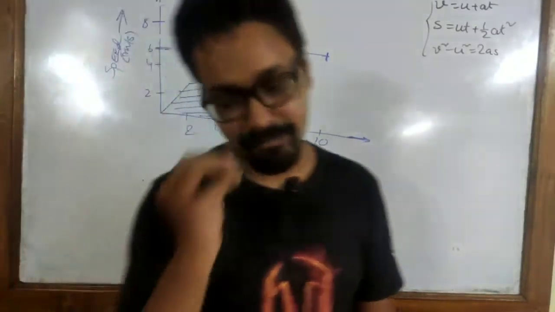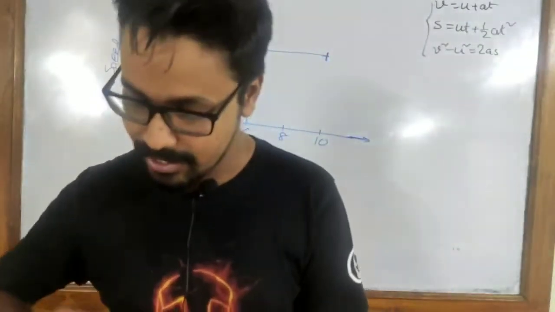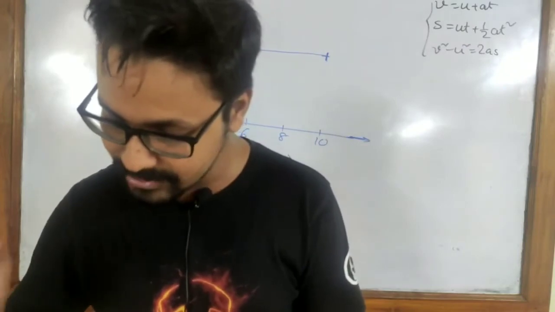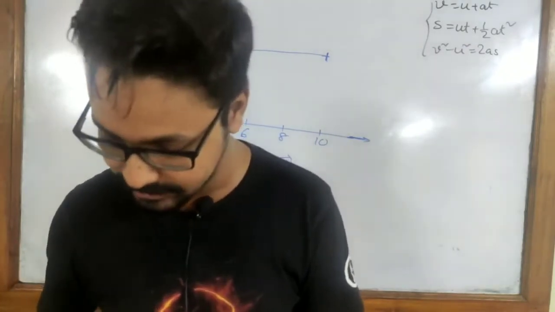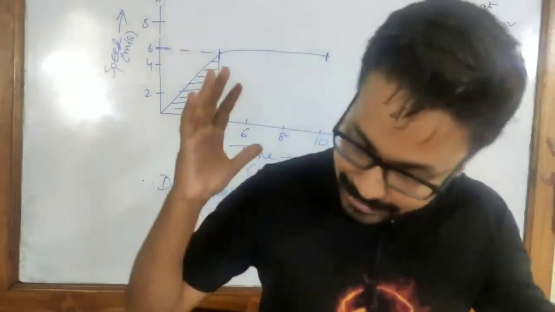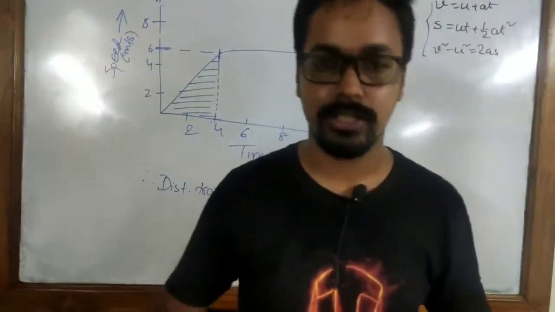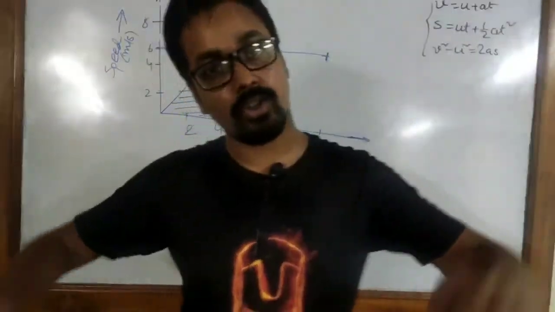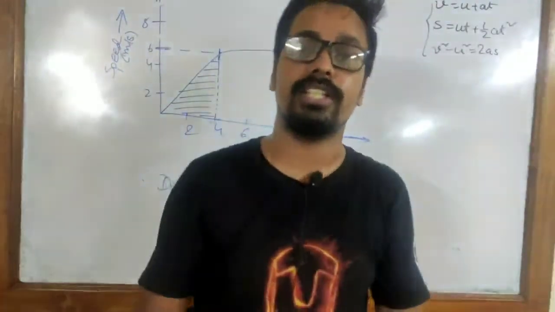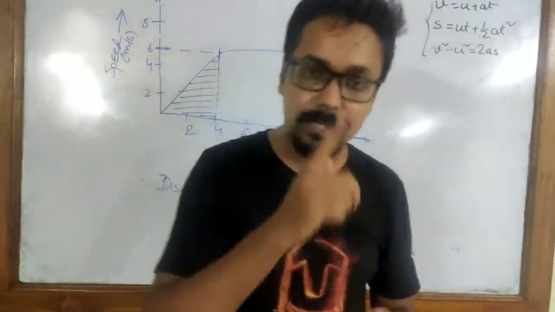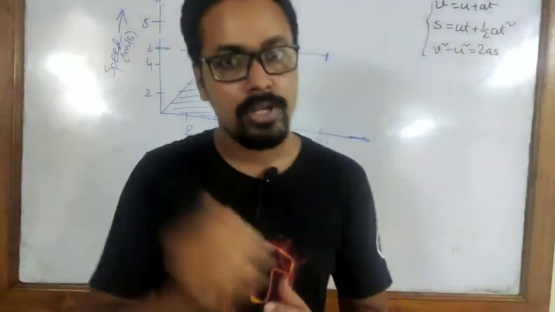Now number 9 is a very interesting question: state which of the following situations are possible and give an example of these. An object with a constant acceleration but zero velocity. An object is having constant acceleration but has no velocity. Is that possible? Yes, it is possible. Let me give you one example.